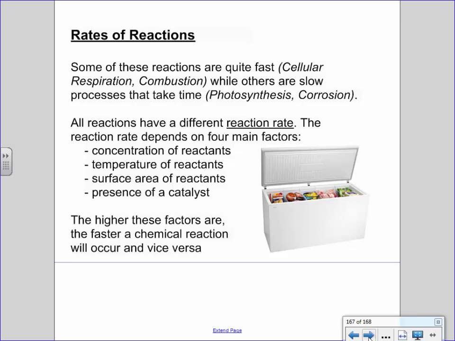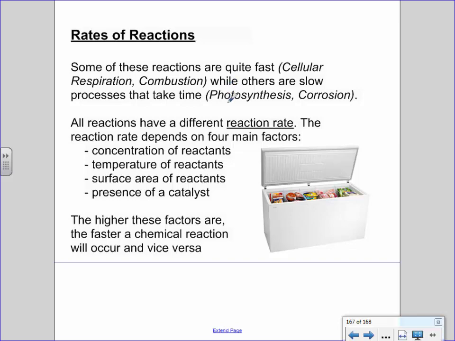Which are exceptionally slow. We have a name for that. We call that a reaction rate or a rate of reaction. And I've got actually the 4 we talked about here. Cellular respiration and combustion, those happen quite quickly. When we breathe in, that happens fairly quickly. And when we blow things up, it happens pretty quickly.